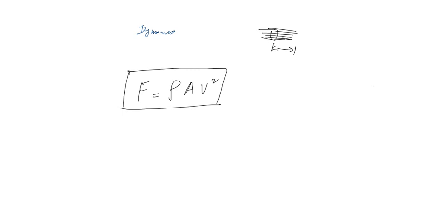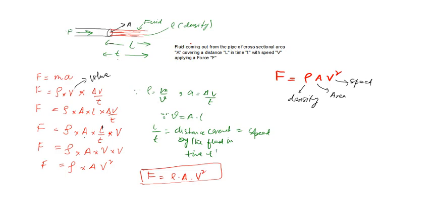Let's say we have a pipe, and the pipe has a cross-section area A, and liquid is coming out from the pipe with a force F, right? And the density of the liquid is rho, and the length over which the same speed is observed from this point to this point is L, and the fluid travels from this point to this point at time t. So let's take first F equals ma, right?